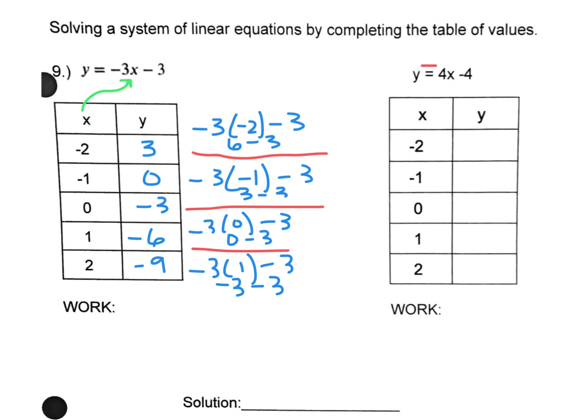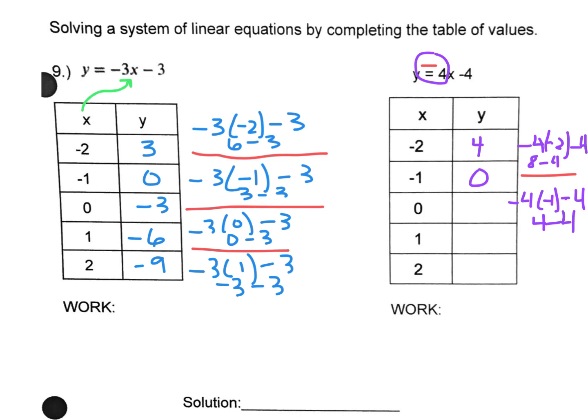Okay, then moving on to the second equation. I'm going to go -4, remember this was a -4, times -2 minus 4. Okay, a negative times a negative is a positive, so that becomes 8 minus 4, which is 4. Okay, and then I'm going to go -4 times -1 minus 4. A negative times a negative is a positive, so that's 4 minus 4, which is 0.